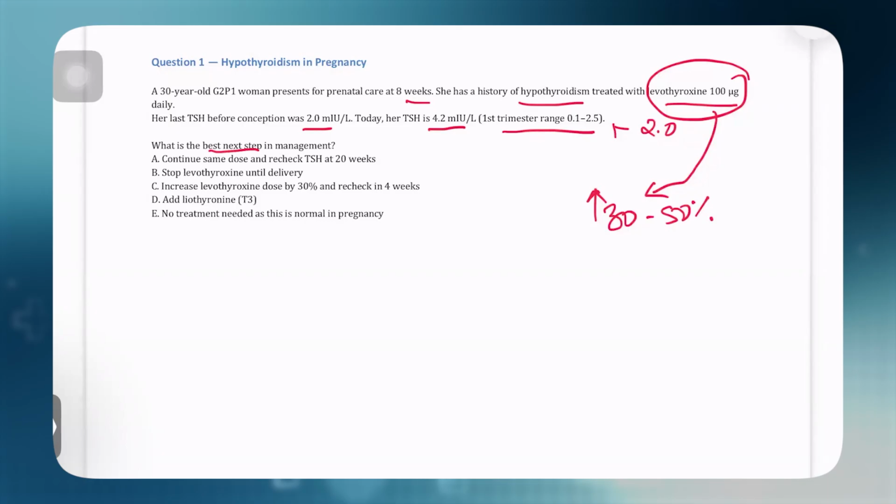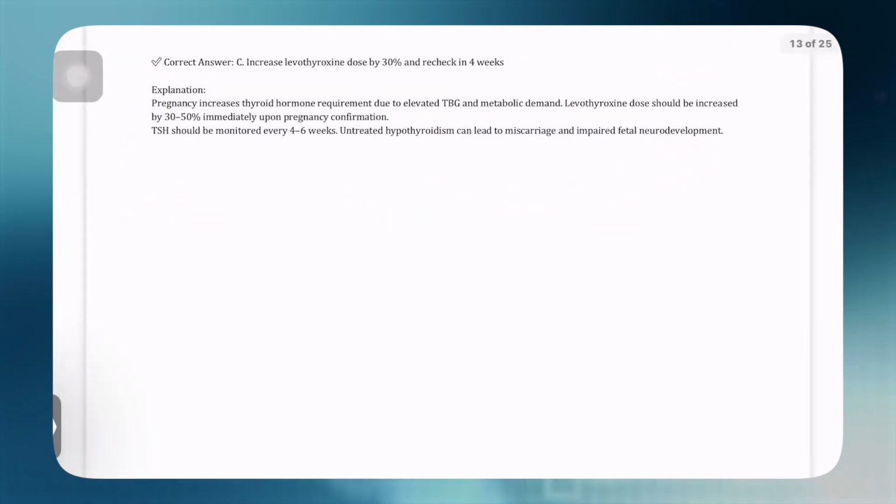Continue same dose and recheck TSH at 20 weeks? Wrong. Stop levothyroxine until delivery? Wrong. Increase the levothyroxine dose by 30% and recheck in 4 weeks? Correct. Add liothyronine? Wrong. No treatment needed as this is normal in pregnancy? Wrong. So the answer is very clear that you increase the dose by 30%. So the answer is correct.